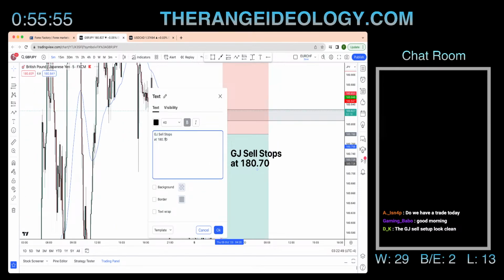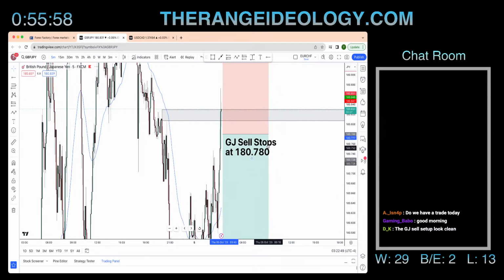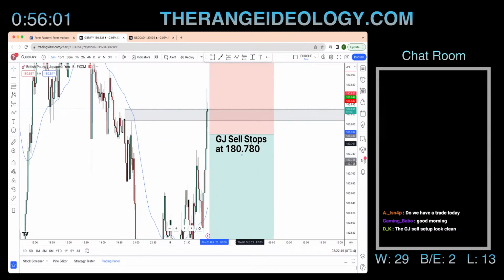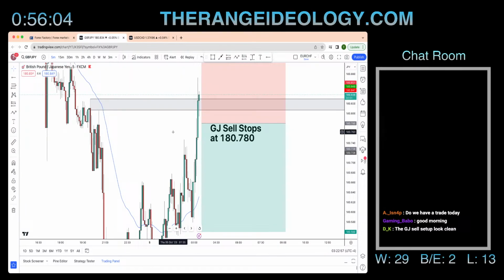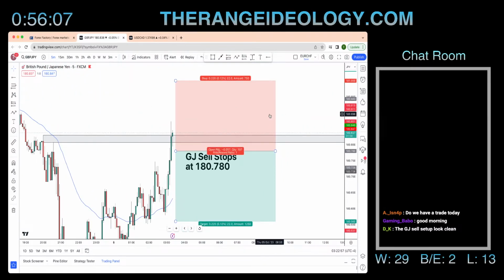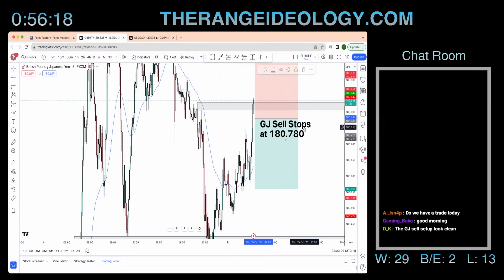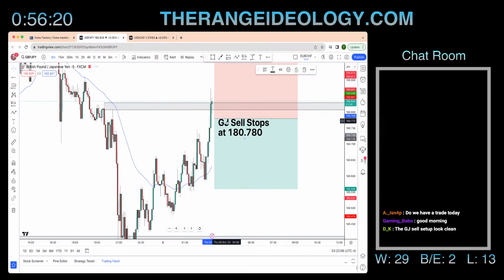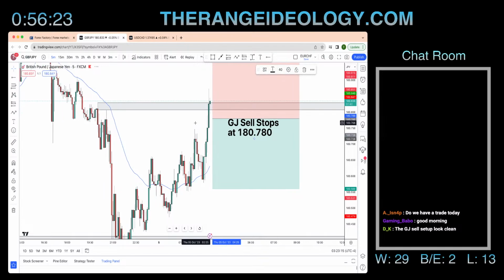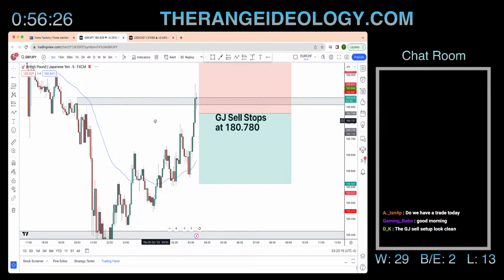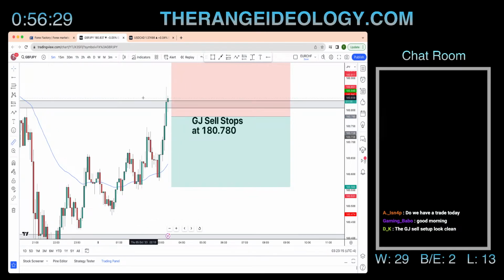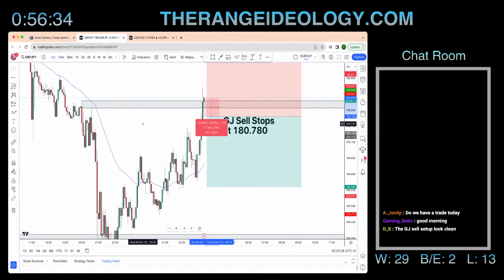So 180.780 would be my sell stops here now. That'll be the last, I guess, change I will make now. And because of that change, 181 on the dot, 181.000 would be my stop loss, and TP would be at 180.560. But these are my sell stops now for GJ. They are entered, just waiting for them to be activated. That's if they are activated. Let's see. We are just under 6 pips away to be activated here.